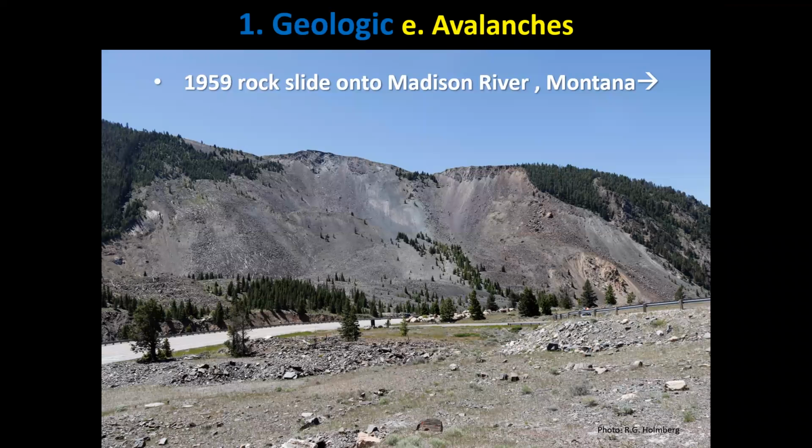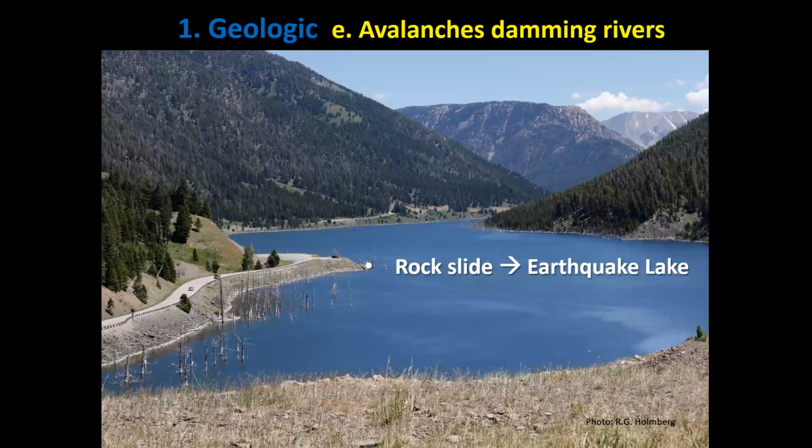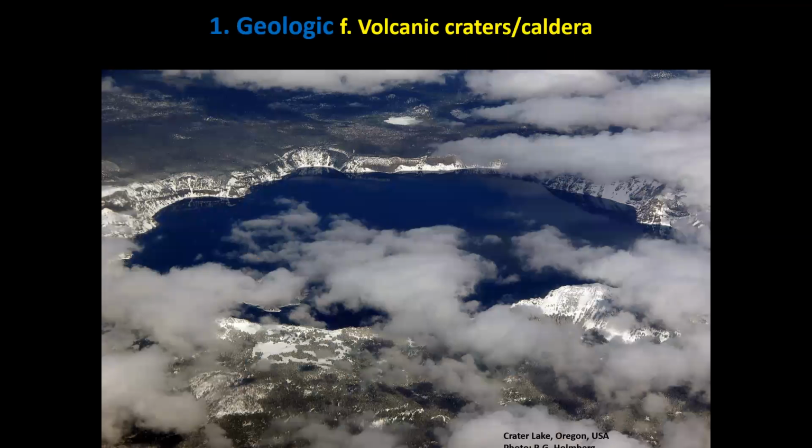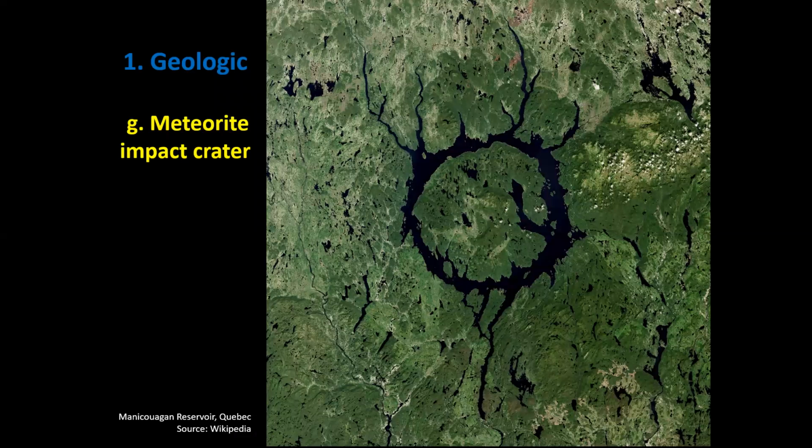And then you can have rock falls or avalanches. This is an example. In 1959, there was a rock slide into the Madison River in Montana, and it formed Earthquake Lake. And here's the lake. And then you can have volcanic craters, and this is Crater Lake in Oregon. They tend to also be roundish in their outline. And then you can have meteorites that make an impact crater, and this is one in northern Quebec. The material in the center blew up, and you've got this round circular lake.